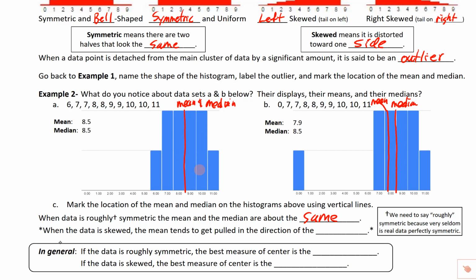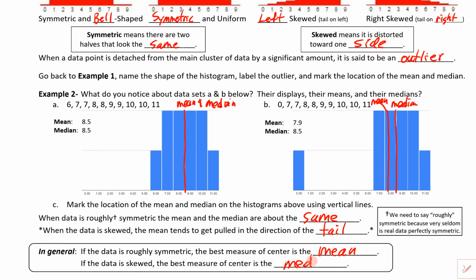All right. So when data is skewed, the mean tends to get pulled in the direction of the tail. So if it's not skewed, the mean and the median are really close to one another. And when it is skewed, notice that this is skewed to the left. So this is left skewed. The mean gets pulled to the left, meaning it's smaller than the median, okay? Now, in general, if the data is roughly symmetric, the best measure of center is the mean. And if the data is skewed, the best measure of center is the median.